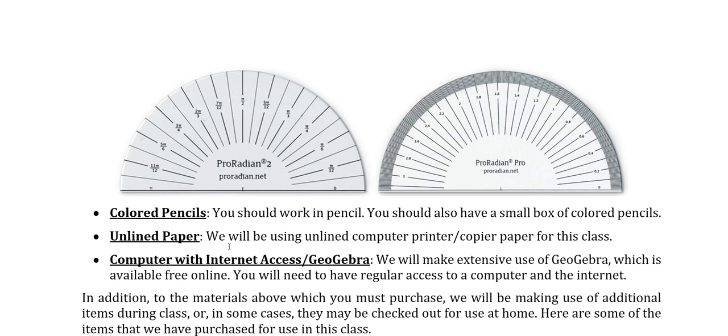I also suggest we work in pencil in general, and then also maybe have a small box of colored pencils. Doesn't have to be a lot of different colors, but a few colors, and use unlined paper. So just some basic, cheap computer printer or copier paper for this class. And of course, we're going to have our computers for this class, for the videos, for GeoGebra, and so forth. So we're going to have a computer that will work.